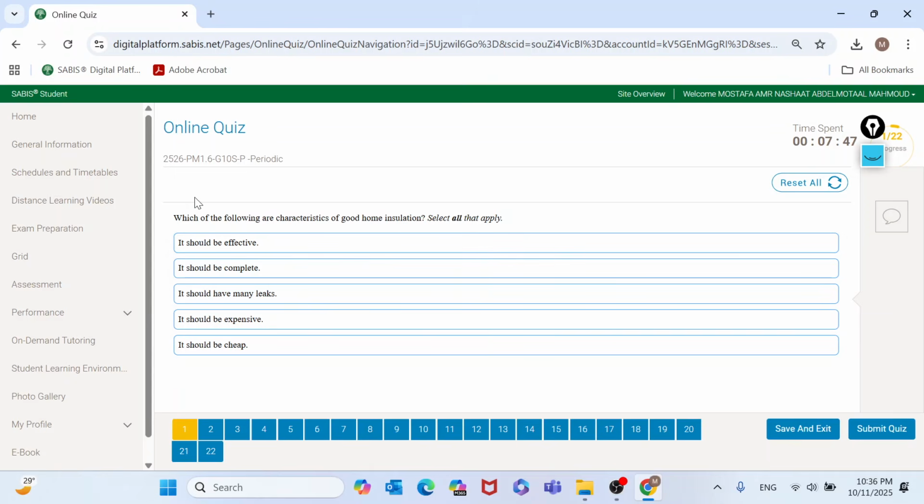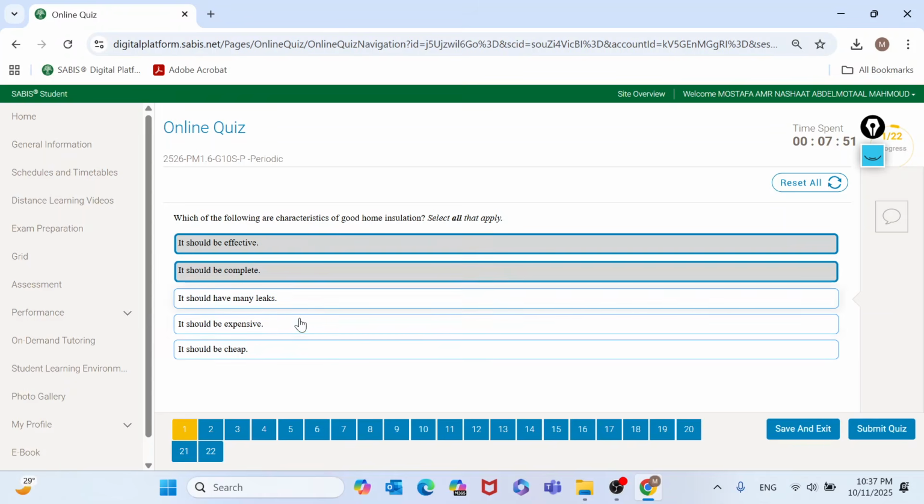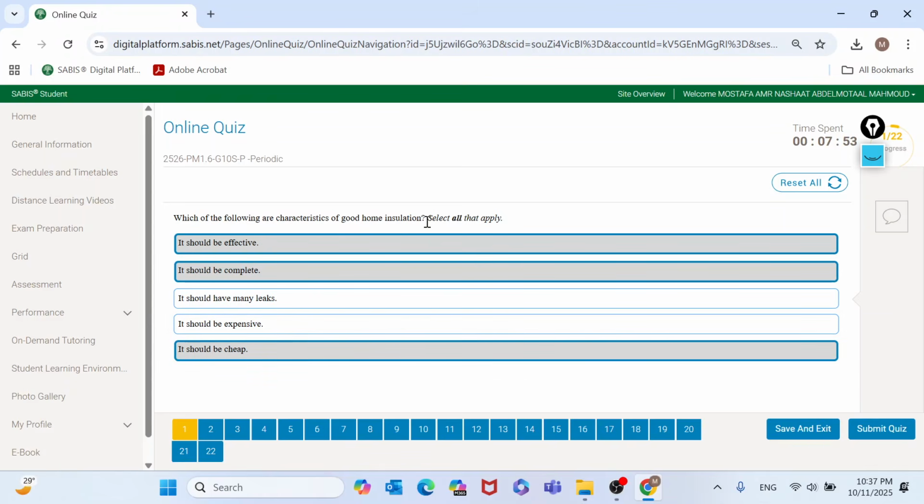Okay. Which of the following are characteristics of good home insulation? Should be effective, should be complete, and should be cheap. This question, there's not much explaining. It's just common sense.